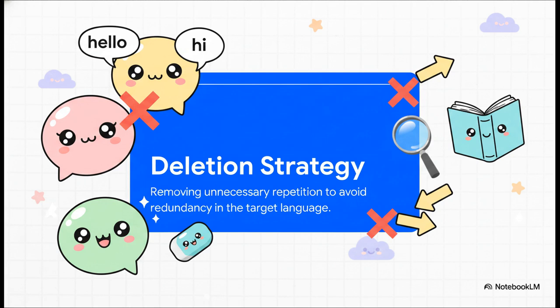Well, different languages just have totally different styles. Arabic, for example, is a beautifully rich language that often pairs two synonyms together to create emphasis or a really nice rhythmic flow. English, on the other hand, really values directness. If you translate both synonyms into English, it just sounds repetitive and clunky. So the strategy is to simply delete the redundancy.